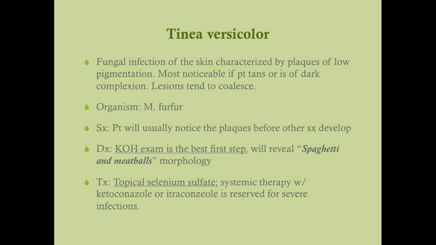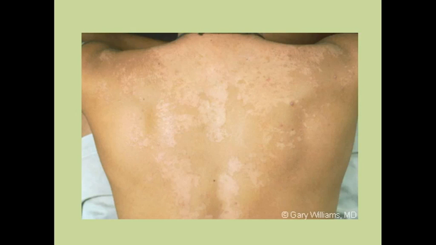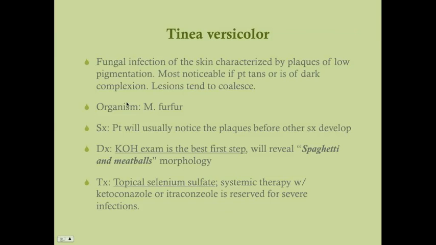And it's most noticeable if a patient tans or if they're of dark complexion, and the lesions tend to coalesce over time. So this guy probably had this fungal infection on his back for a while, but then when he went out to tan, his unaffected skin tanned, and the tinea skin did not tan. And the result of that was this noticeable pattern. And so the patient will usually notice the plaques before other symptoms develop.